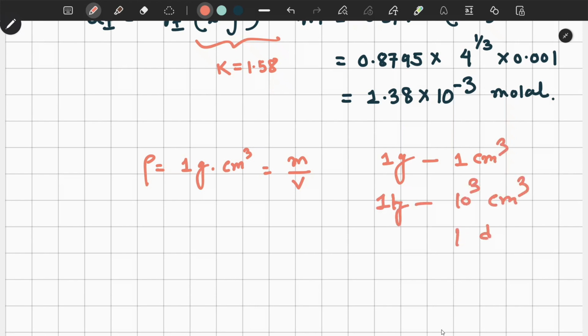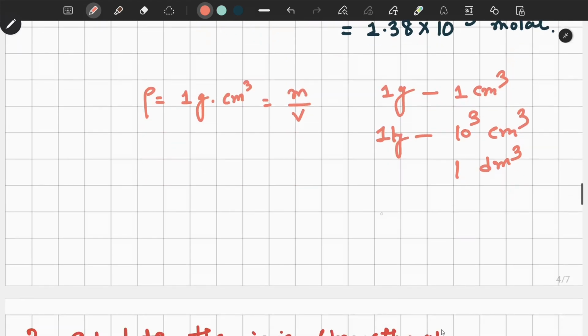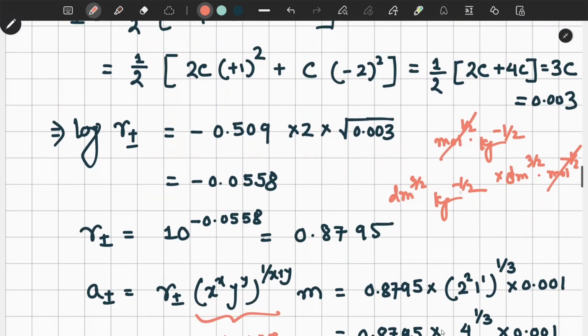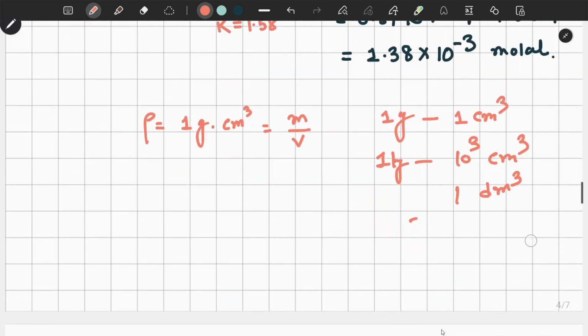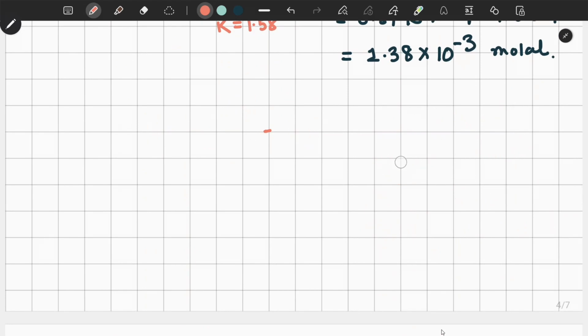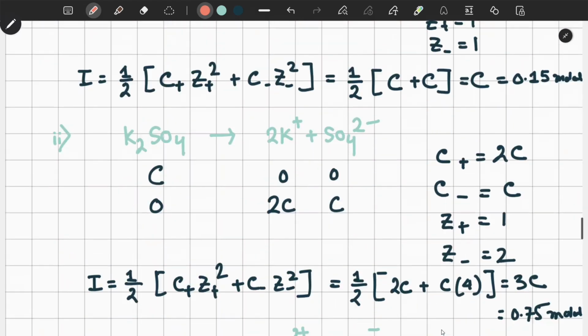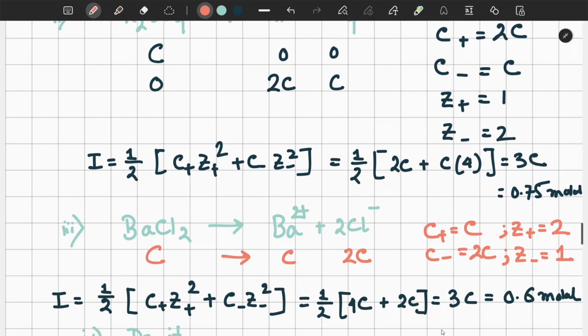That means 1 decimeter cube. And it is kg to the power minus half, so 1 kg to the power minus half means decimeter to the power minus 3 by 2, and it cancels. Okay, that's all. That's why for water, molality and molarity are very easy to convert. The density is one, no? That's the reason.